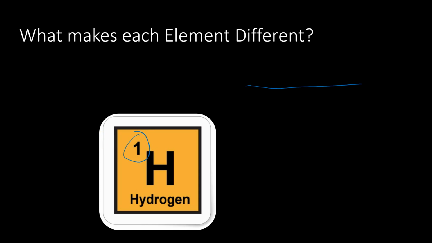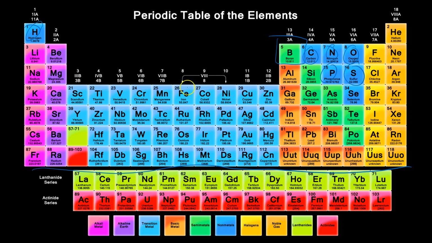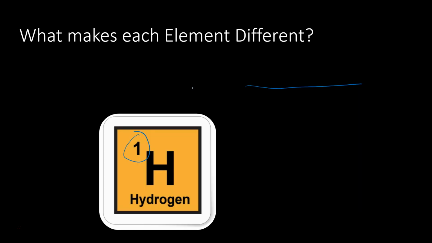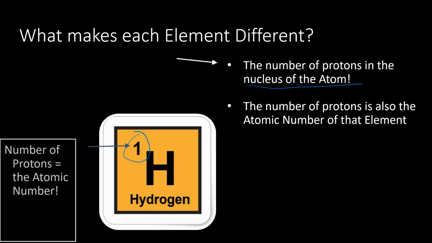If we go back to this picture, you see all these different elements have different numbers in the top corner. That's the atomic number. And what the atomic number is telling us is how many protons they have, okay? If this number ever changes, so let's say hydrogen gets 2 protons, it's no longer going to be hydrogen. It's going to be helium, okay? So the number of protons is what determines the element that it is. If that number ever changes, it's no longer that element, it's something different, okay?